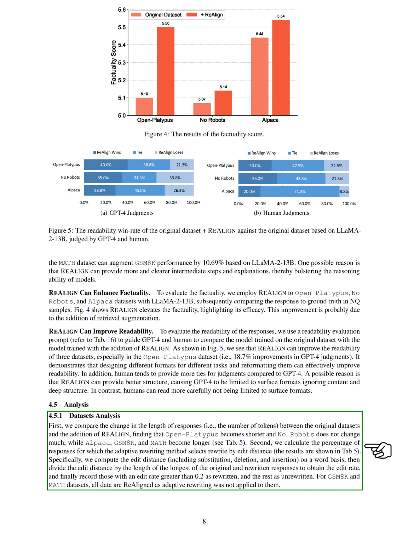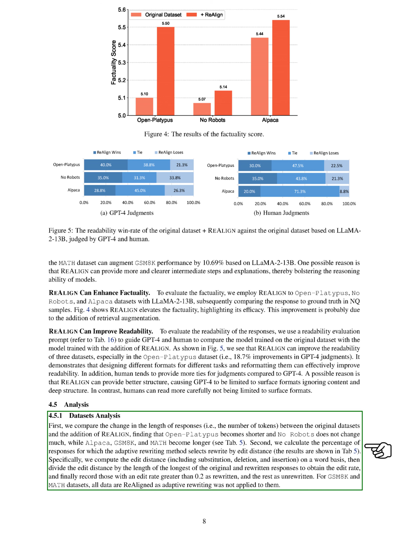Additionally, we calculated the percentage of responses for which the adaptive rewriting method selects rewrite by edit distance. Specifically, we measured the edit distance on a word basis, then divided this by the length of the longest response, original or rewritten, to obtain the edit rate. Responses with an edit rate greater than 0.2 were classified as rewritten, and the rest as unrewritten. For the GSM-8K and Math datasets, all data were considered rewritten as adaptive rewriting was not applied to them.